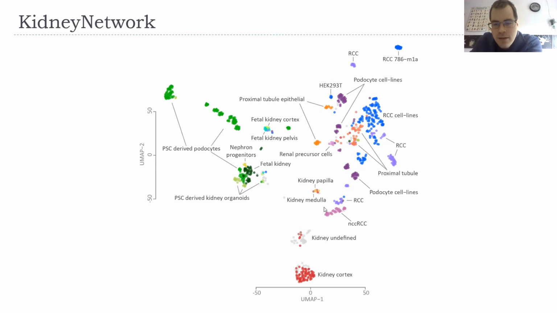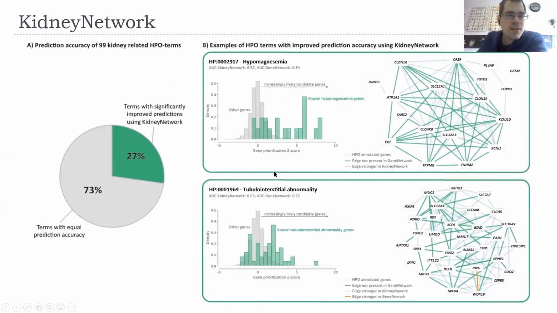And what we then see is that when we look at a set of 99 kidney-related HPO terms, for a quarter of those we have an improved performance by using this kidney network. And here you have to realize that this kidney network is only about 700 samples compared to these 30,000.